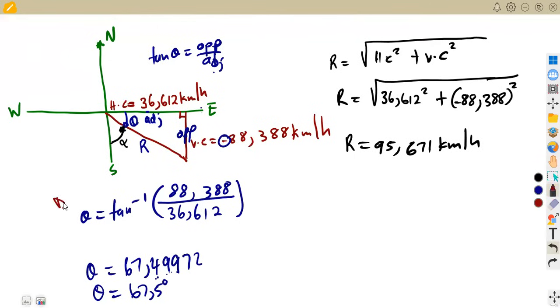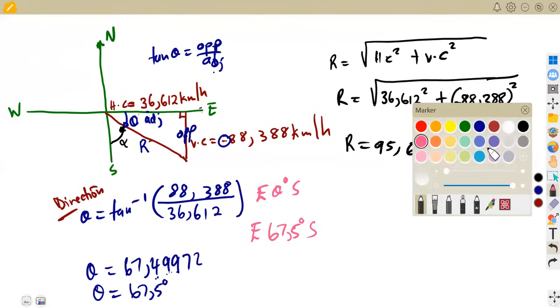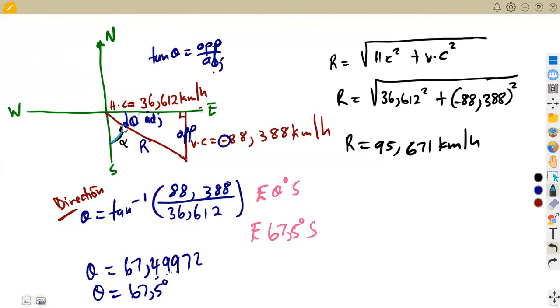Like I said, for the direction, it is important because we've got two ways. It's either we are moving from the east to the south or from the south to the east. So if we consider moving this theta, it is from the east, theta degrees to the south. So we are going to have this as east, the angle now, which is our theta, 67,5 degrees to the south. But let's say we wanted to consider it in terms of the alpha moving this way. It means we are moving from the south to the east.